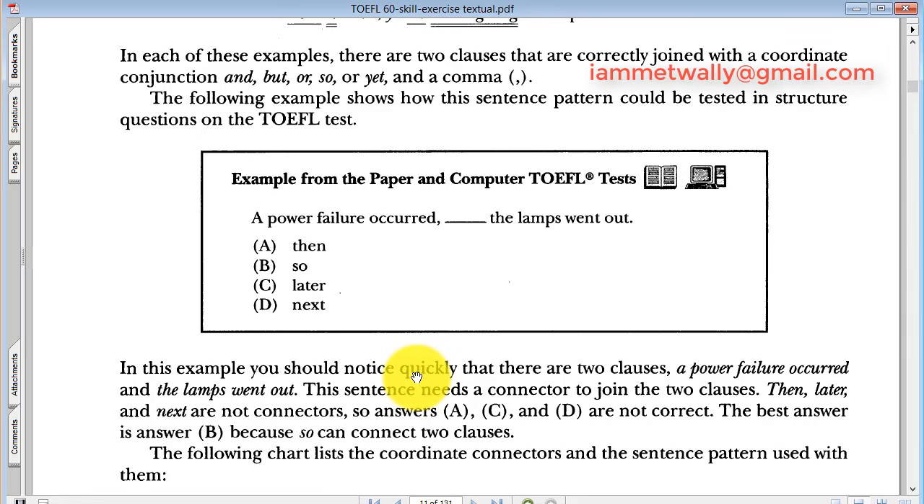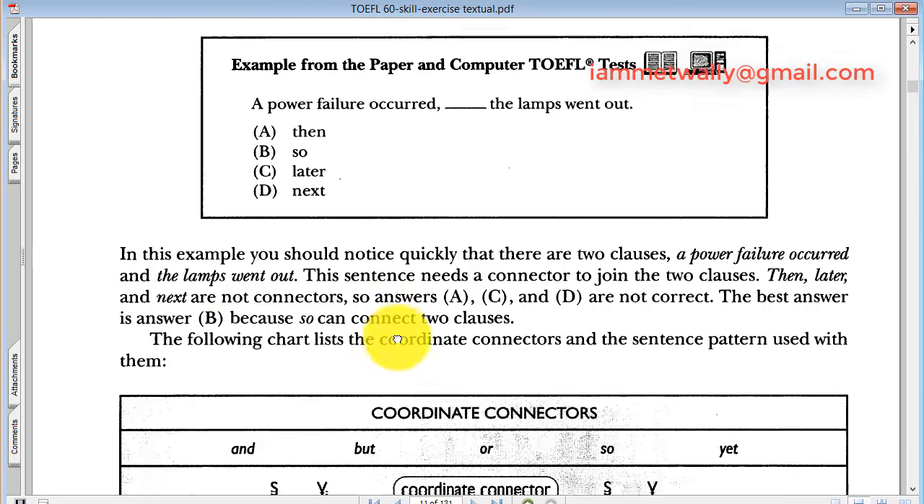In this example, you should notice quickly that there are two clauses, a power failure occurred and the lamps went out. The sentence needs a connector to join two clauses. Then, later, and next are not connectors. So answers A, C, and D are not correct. The best answer is answer B, because so can connect two clauses.